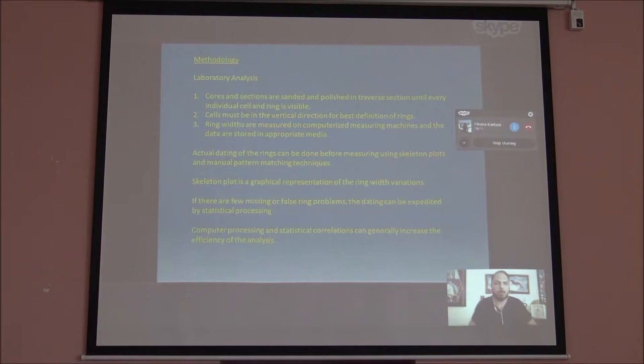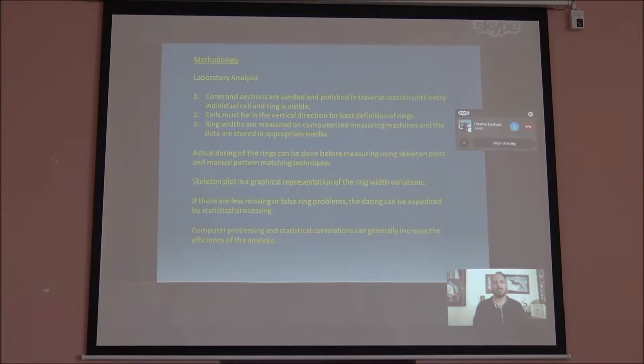The course in the section, ascending in transverse section until every individual section is visible. Scales has been developed for the direction of test definition of rings, which are measured to the resolution of mass fields and the data stored in appropriate media. The actual dating of the rings can be done using skeleton plots and pattern matching techniques.